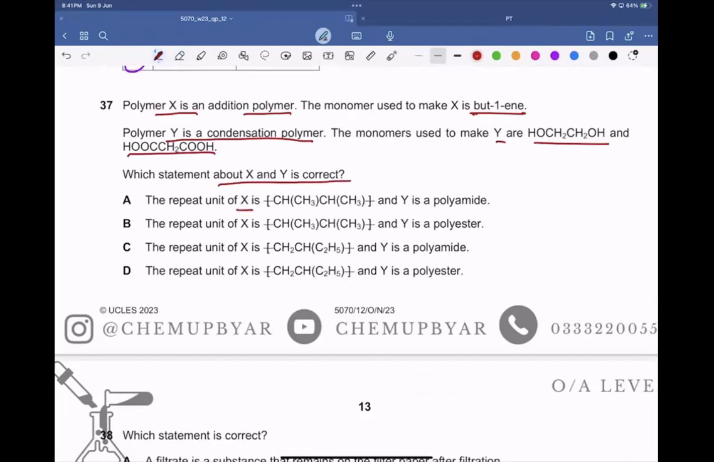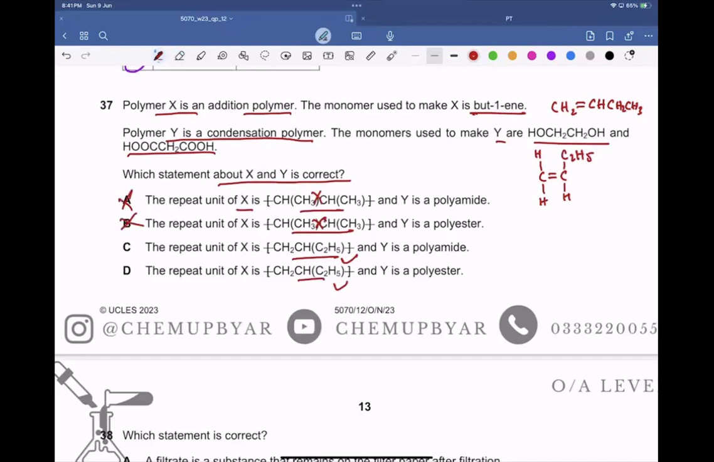The repeat unit of X is, okay, if it's but-1-ene, so it is CH2=CH-CH2-CH3. And as I have told you, if you make it in a different orientation, it would be like this. So see, the repeat unit of X over here, these two are wrong. And if you see, these two are correct. So A and B go wrong, C and D are correct.